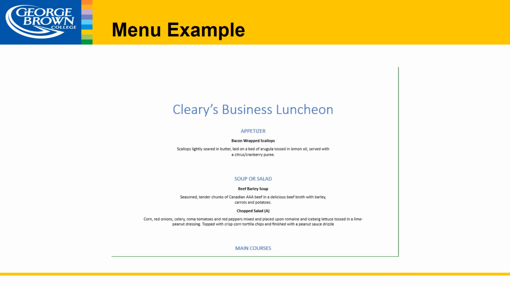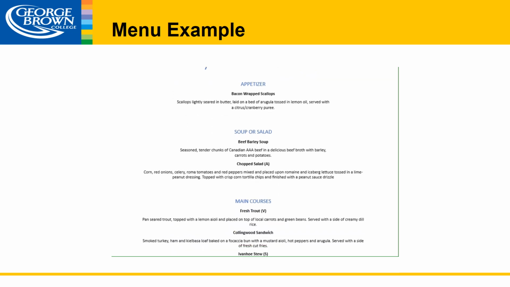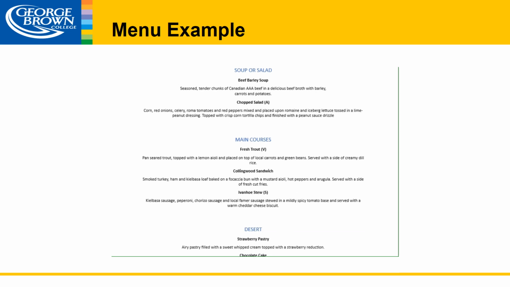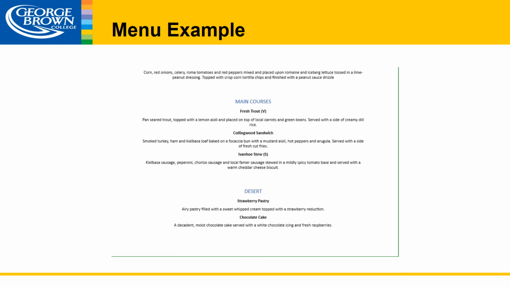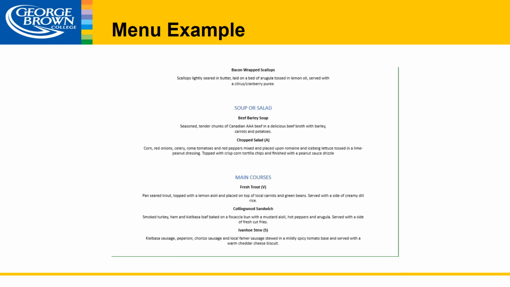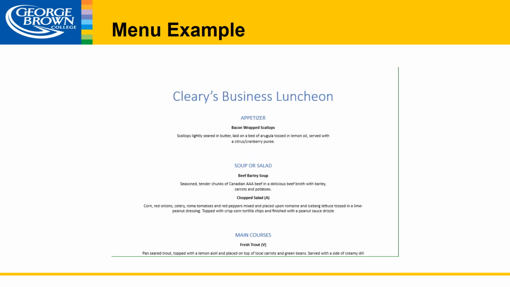So here's my example of my menu. This is again a business luncheon, a Canadian business luncheon. And here it is. I have an appetizer first, followed by a soup, a salad, my three main courses, and my two desserts. Okay. Now, I've created this in Word. I'd like you to do the same thing.